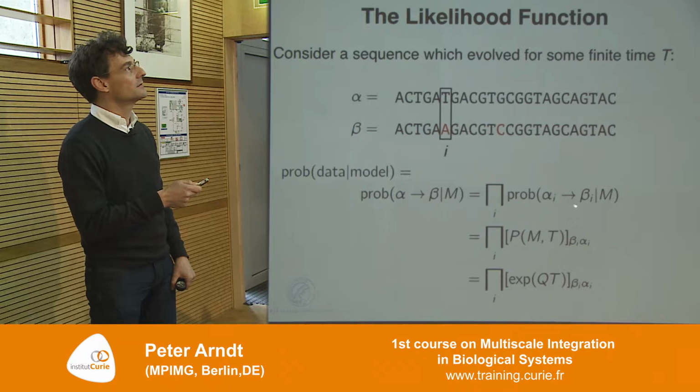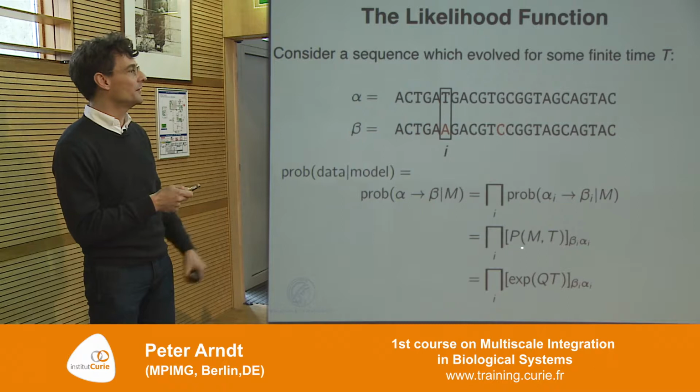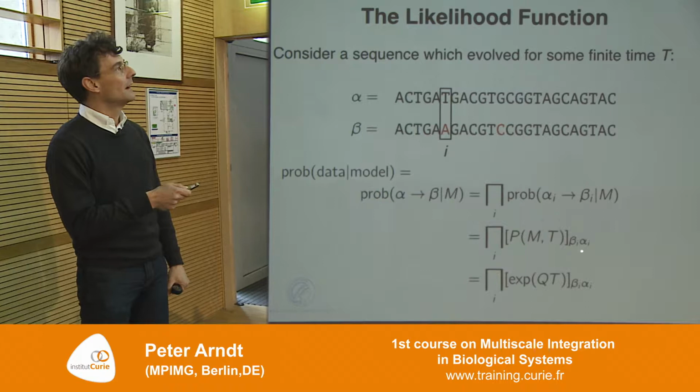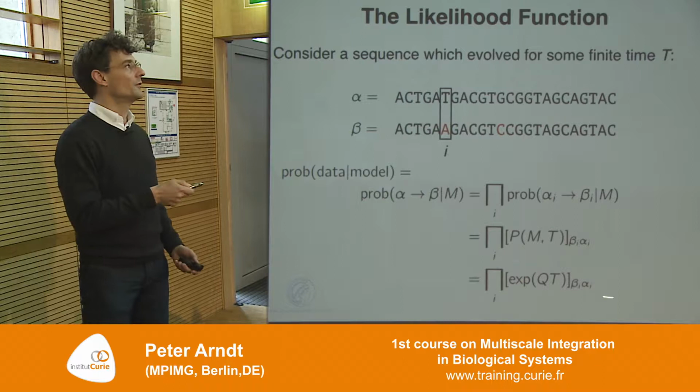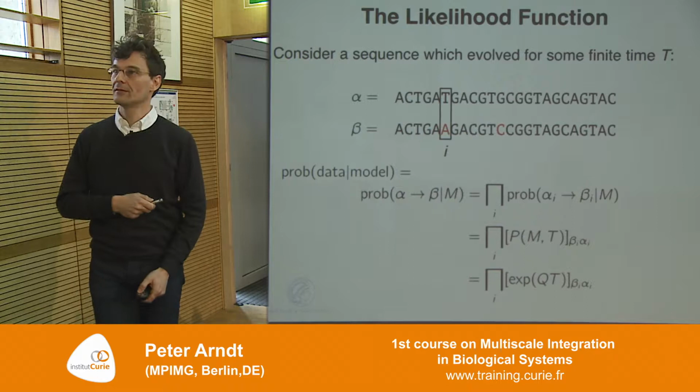These probabilities we know, so these are matrix elements in our P matrix. So this is the (alpha_i, beta_i) element in this matrix, which can be computed with this matrix exponential. And you just have to take the product over all sites. So that's easily done.